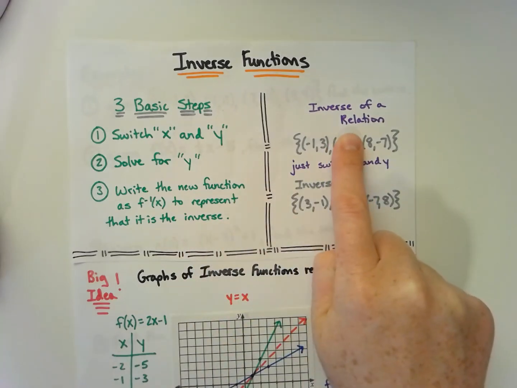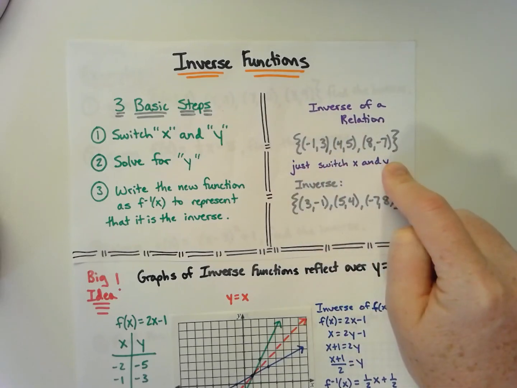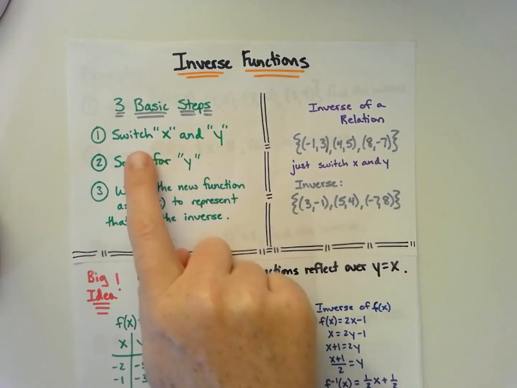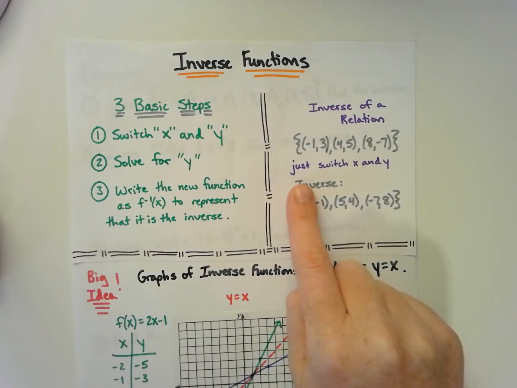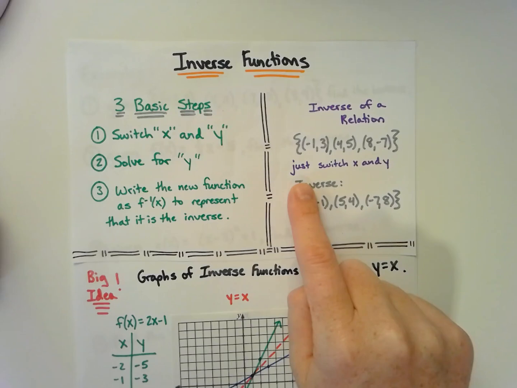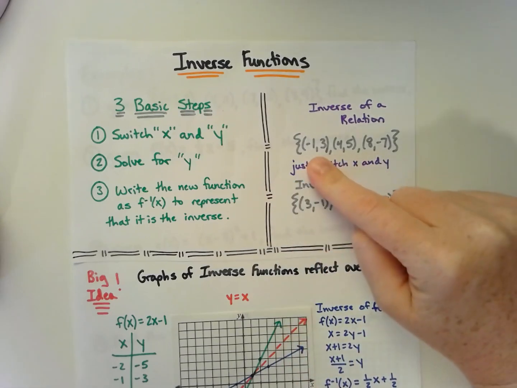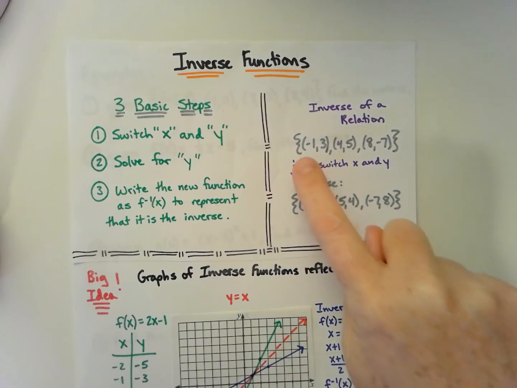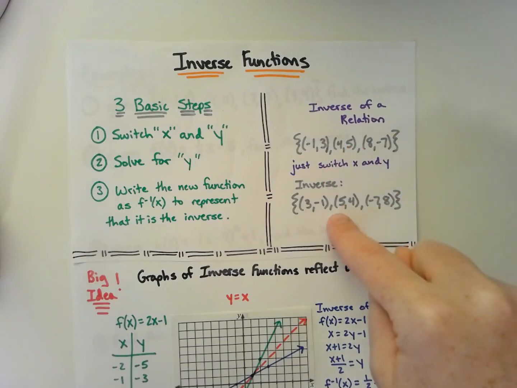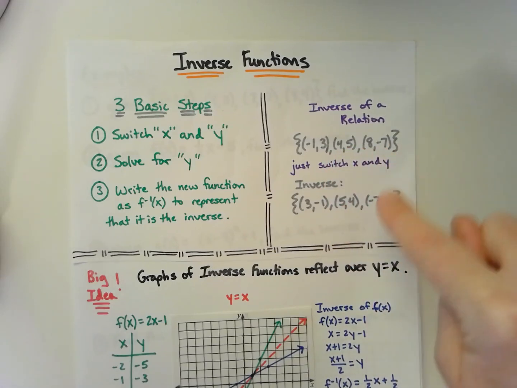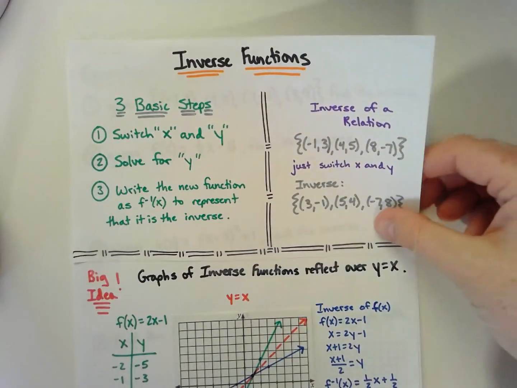Just to add to these notes, for the inverse of a relation, like a set of ordered pairs, we don't need to solve for anything. We're just going to use this very first step right here, and that's all you need to do to find the inverse if you're just given a set of ordered pairs. So just switching x and y, we literally switch them and rewrite it. So negative 1, 3 becomes 3, negative 1. 4, 5 becomes 5, 4, and then 8, negative 7 becomes negative 7, 8. So that's all you'd have to do if that's all you're given.